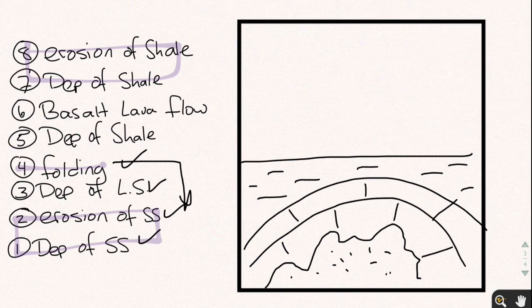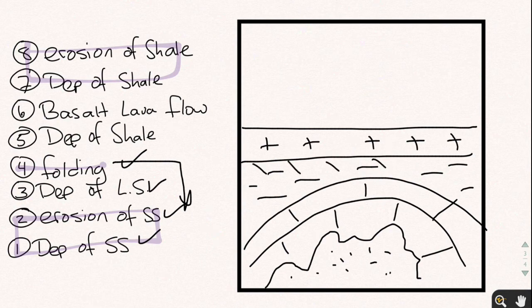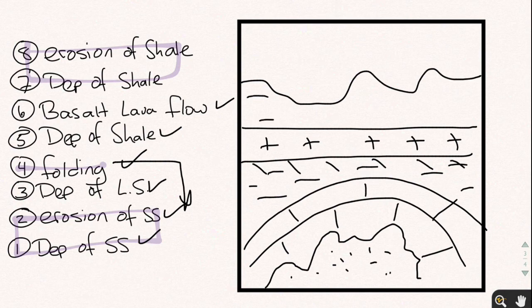Next I notice that I have a basalt lava flow. So I'm going to throw the basalt in there. Make sure I put the contact metamorphism, the metamorphic contact. That will take care of this guy and this guy. And then lastly, I notice I have deposition of shale with the erosion of shale. So I'm just going to draw kind of a wavy surface to show the erosion. And I'm going to put the shale in.